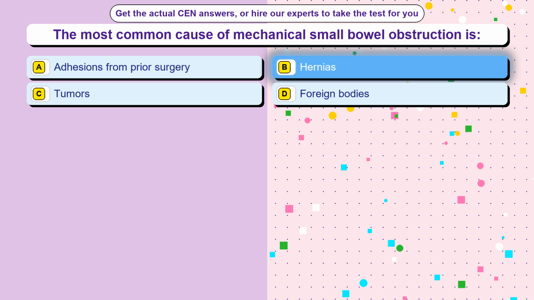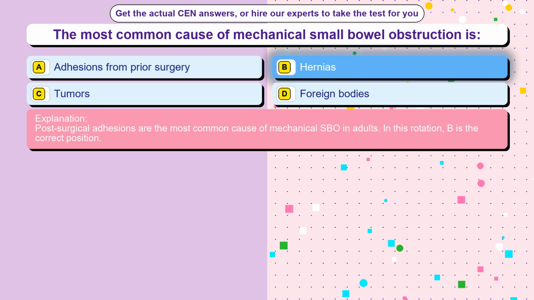The correct answer is option B, hernias. Post-surgical adhesions are the most common cause of mechanical SBO in adults. In this rotation, B is the correct position.